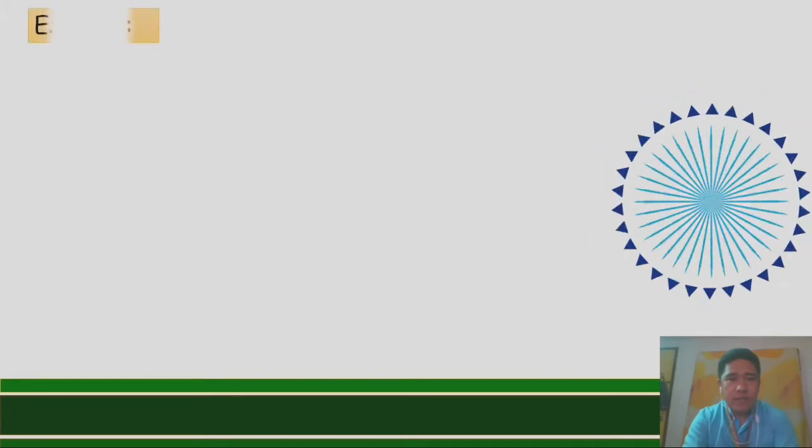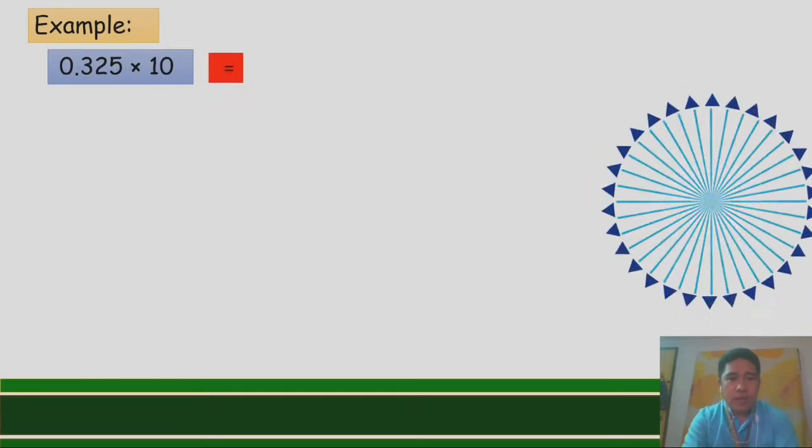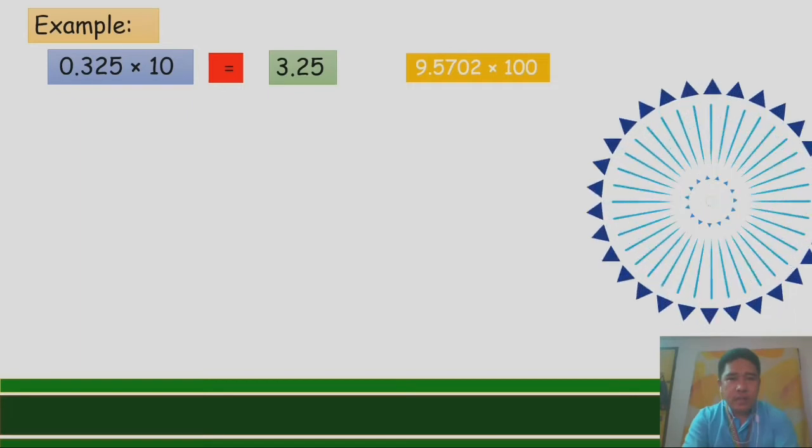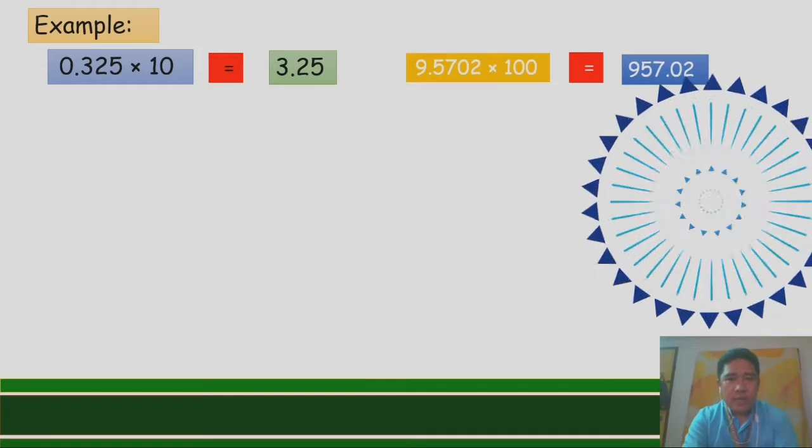For this slide, I will give you an example on how to multiply decimals by 10 and 100. Example, 325 times 10. Our product is 3 and 2500. Next, 9 and 5,700 to 10,000 times 100. Our product is 957 and 200.